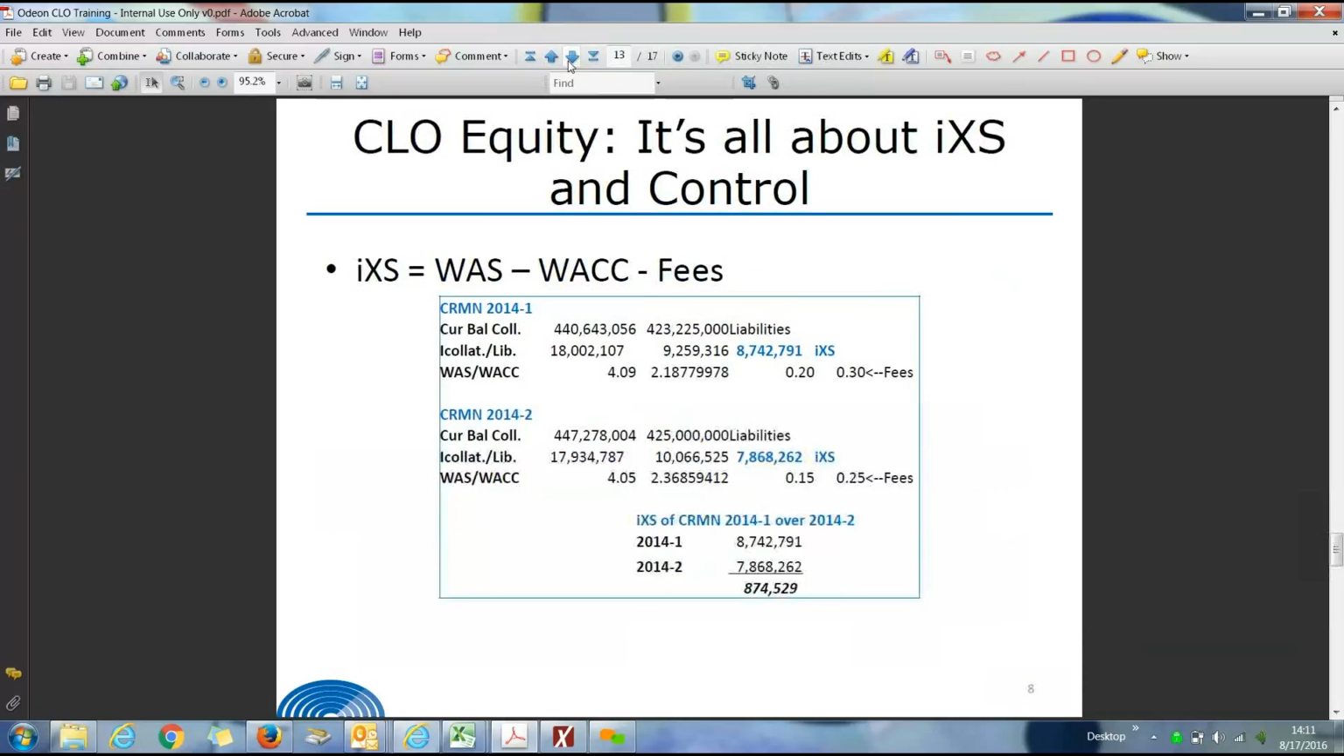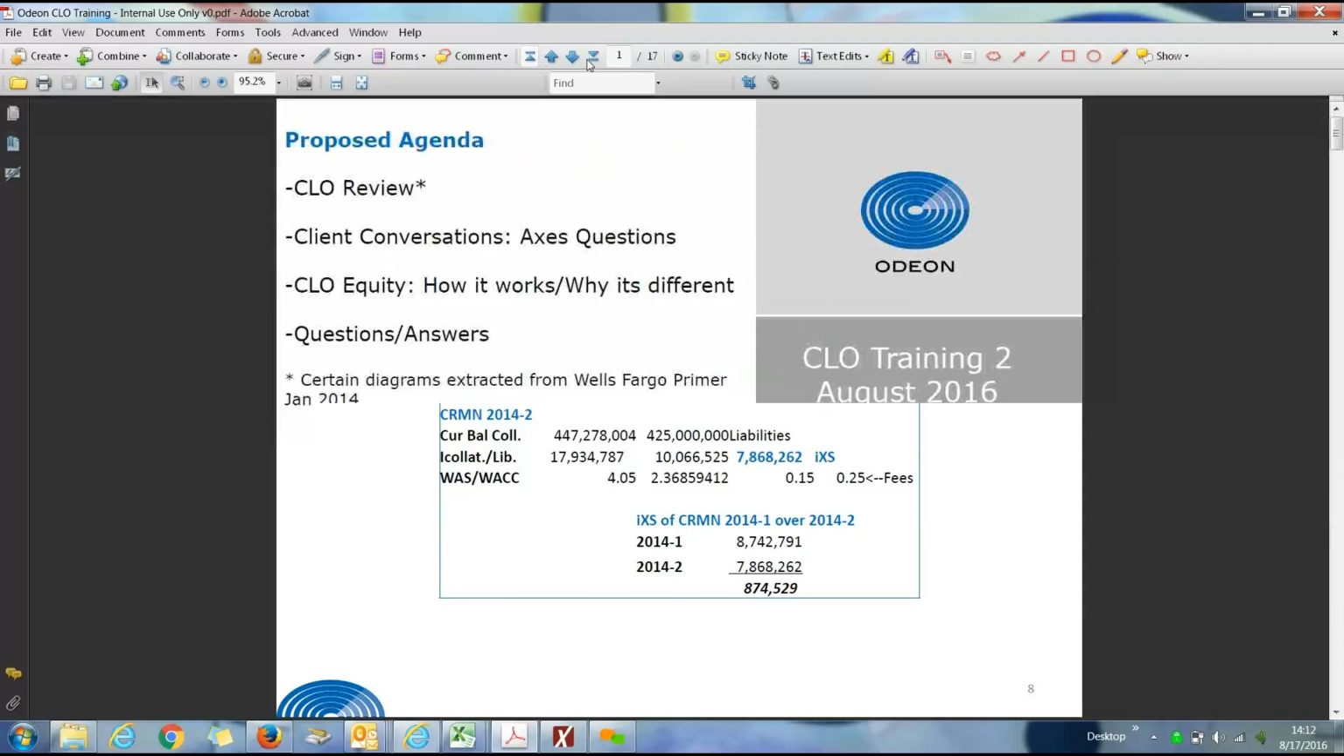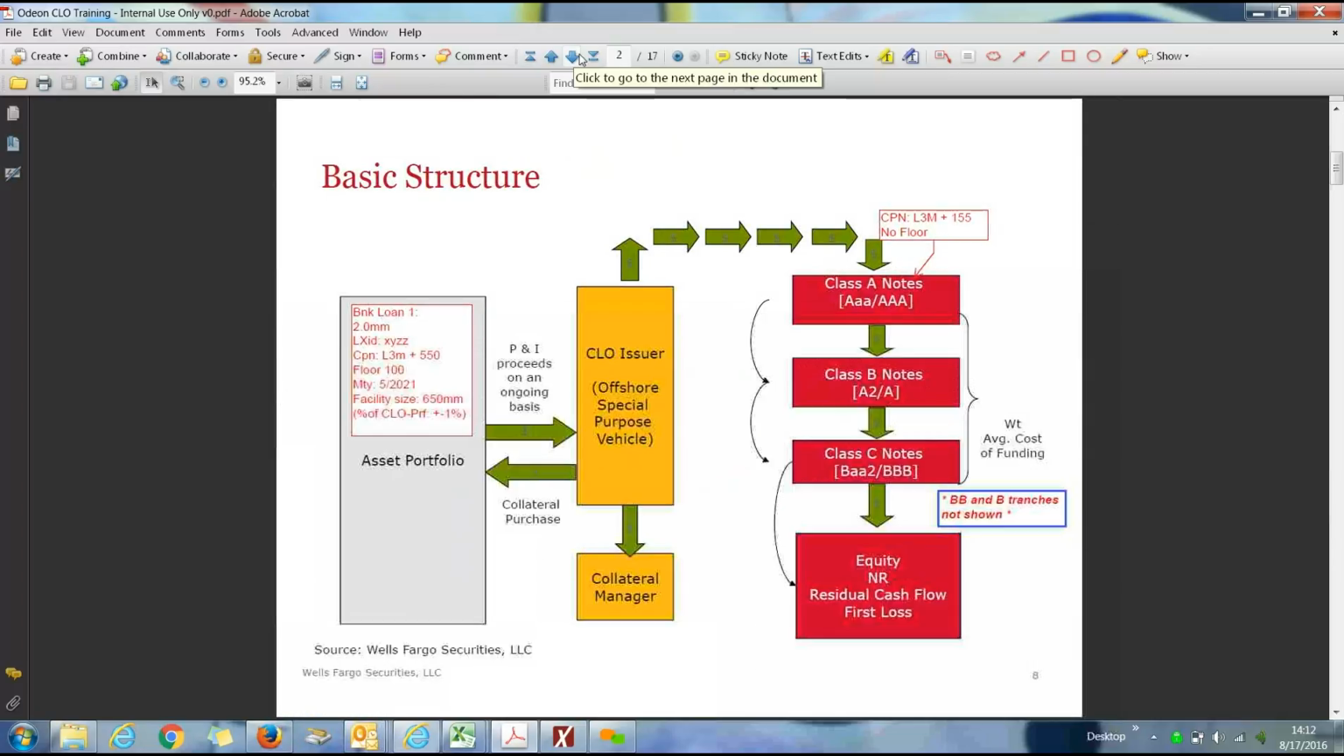Okay, so CLO equity. It's all about IXS, which is excess interest and control, okay? So what is IXS? Well, if you remember, I'm on slide 13. If you remember this one, the IXS is the difference between this guy getting LIBOR 3 months plus 550 and only paying out LIBOR 3 months plus 150, okay?